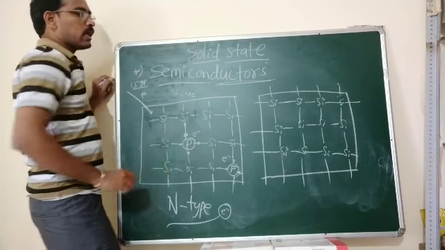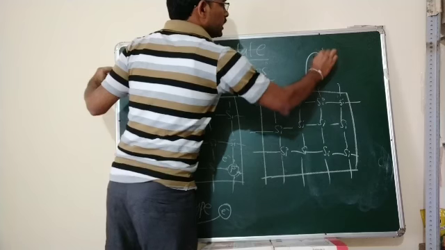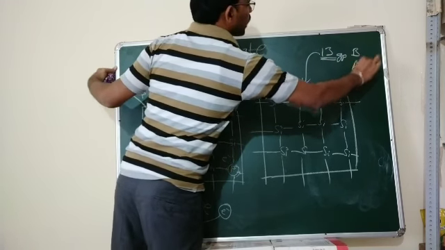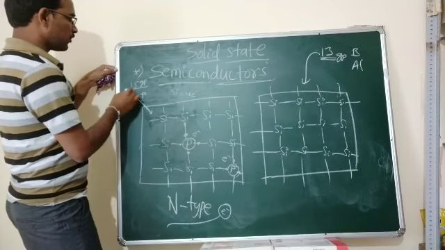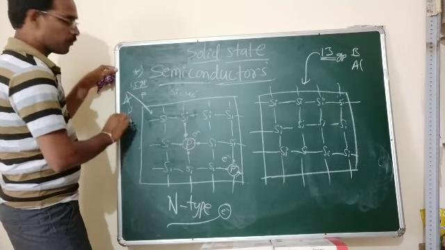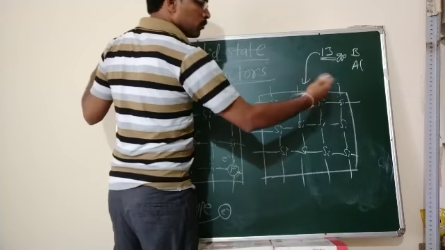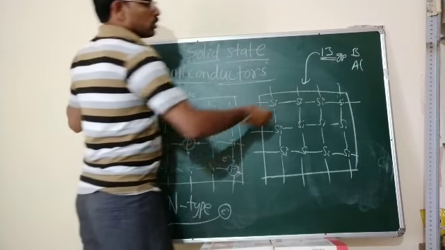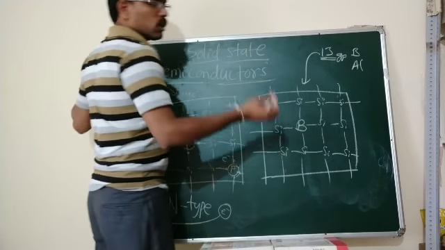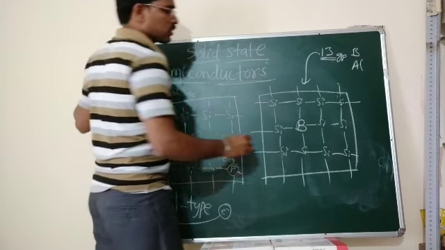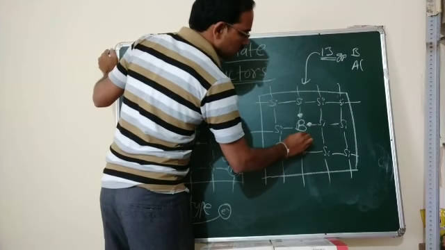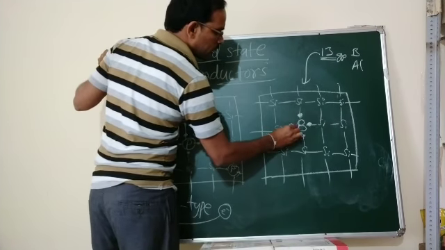Suppose this silicon is doped by a 13th group element, either boron or aluminium. Nitrogen we cannot take, but boron and aluminium are both solids, so we can take them. Suppose I am taking boron here. Boron has only 3 valence electrons, so here is an empty space.